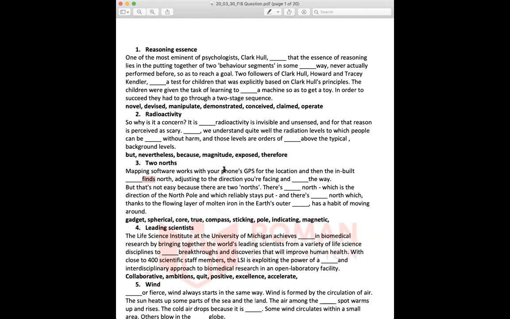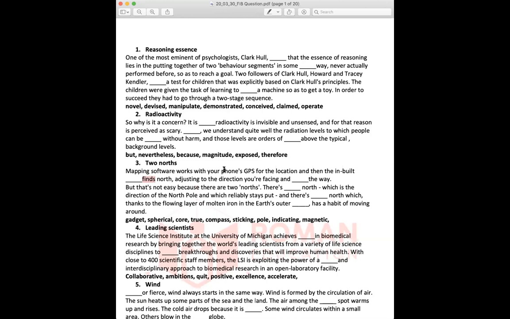Adjusting to the direction you are facing and the way. So what do you think is missing there? Again, think. If you are feeling confused, put all the options in one by one and think about all the remaining options. If you think that's going to take a long time because there are so many options left, then come back to this question later. Honestly, I'm feeling like I need to think more, so I'm going to skip this and go to the next one.